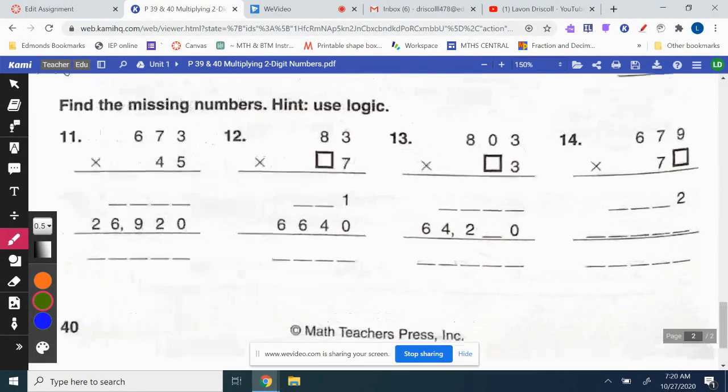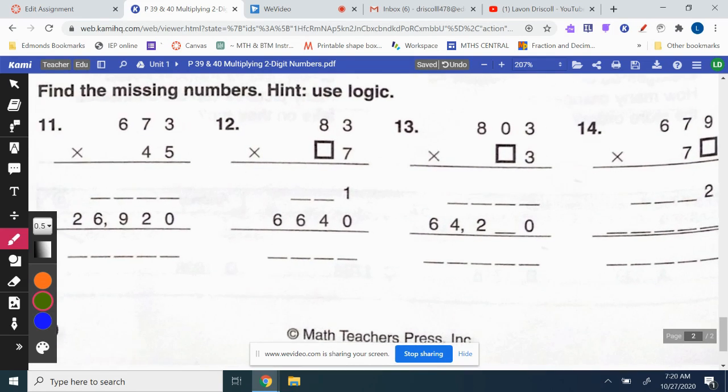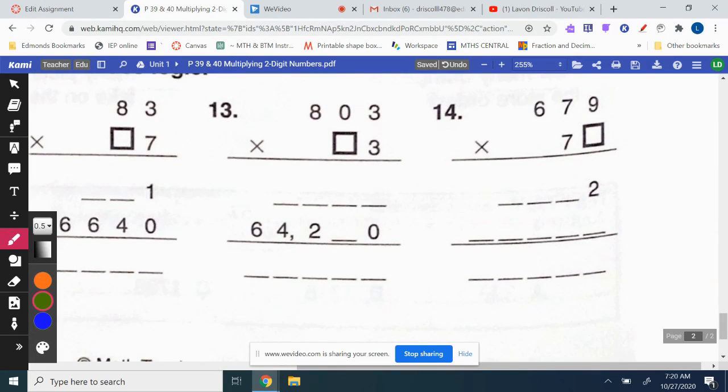Now they are trying to help you do some logic problems and figure out what's missing. So let's try number 13. So I'm going to go through and figure this out. 3 times 3 is 9. 3 times 0 is 0. And 3 times 8 is 24. Gotta figure out what goes in that box. So I know they put a placeholder 0. And then something times 3. I don't know because it's blank.